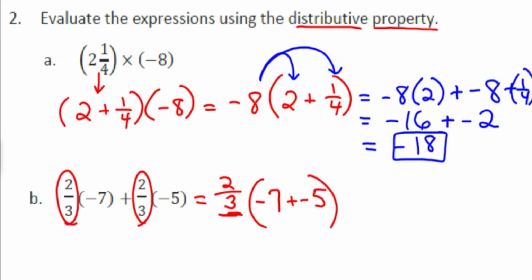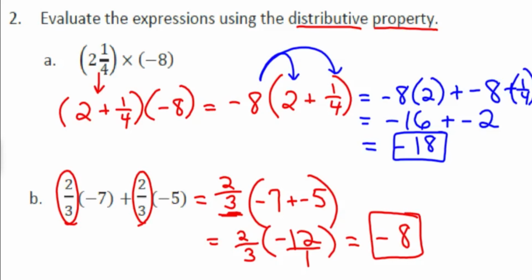And they didn't say we actually have to find out the value from the original. We could use this one instead. We could add what's in the parentheses first. -7 plus -5 is -12. And then do 2/3 times -12. And to do 2/3 times -12, we would multiply and we would get an answer of -8. So using the distributive property, we were able to find these results.